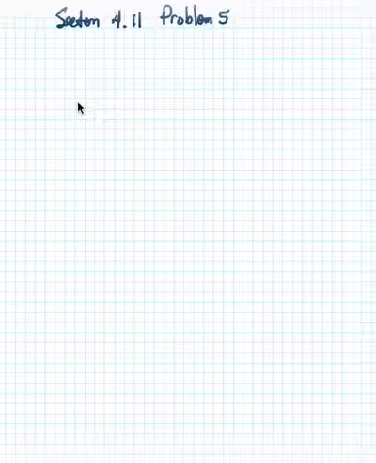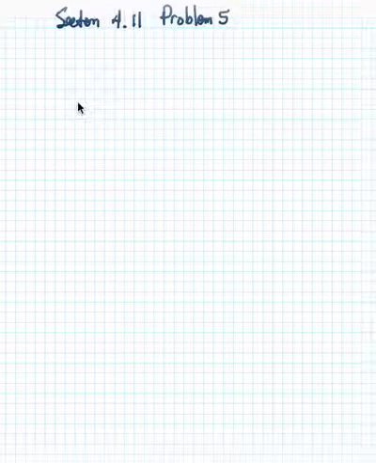Hi, this is section 411 and it's problem number 5, and I'm not off to a great start because I already can't find my pin. Oh, here it is. Okay, we'll see if I can do it.